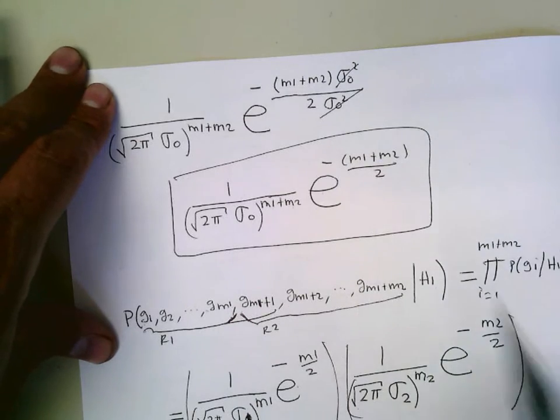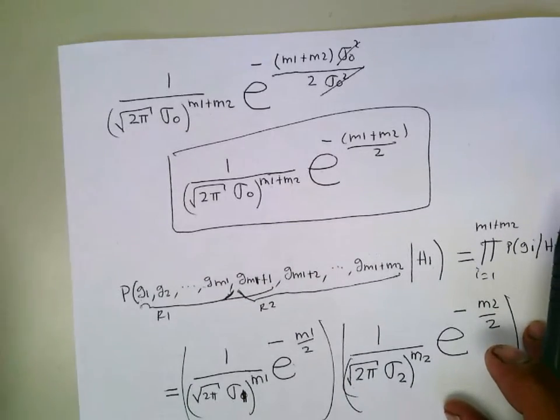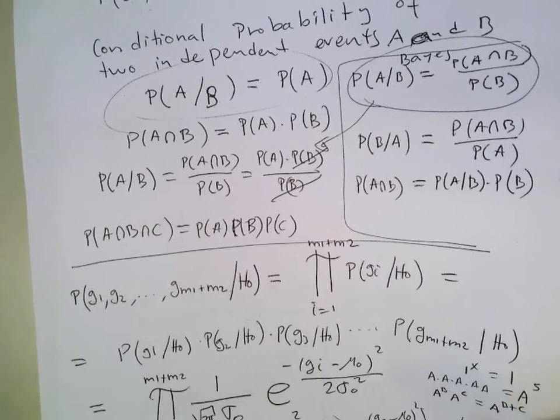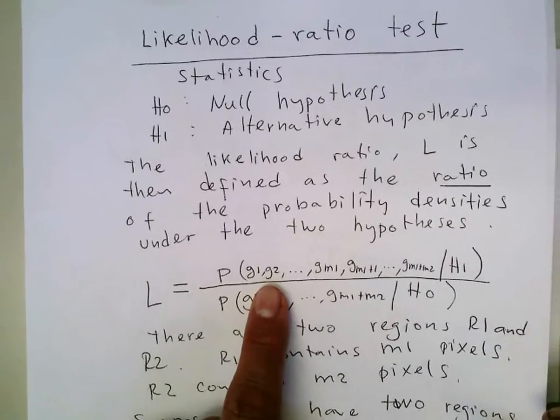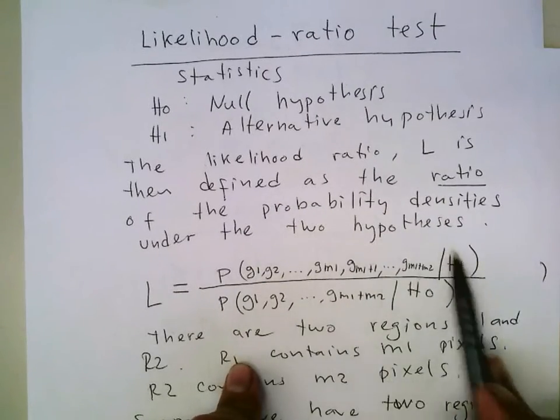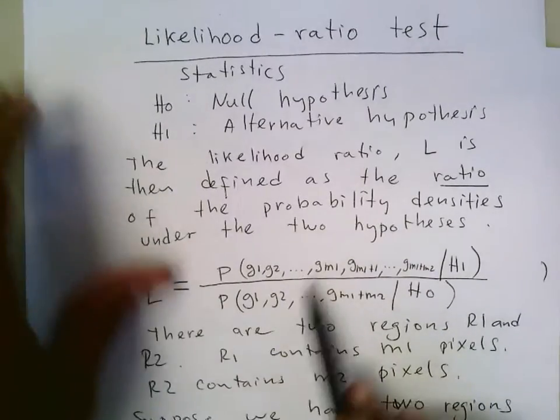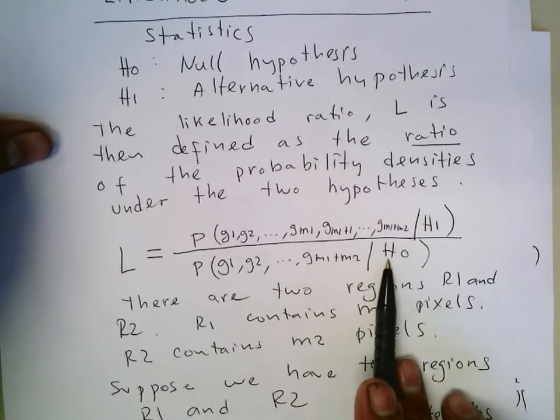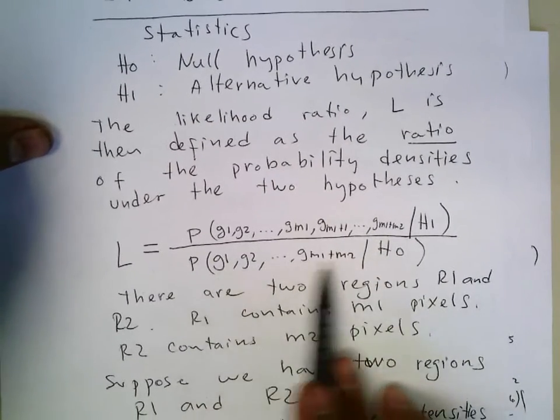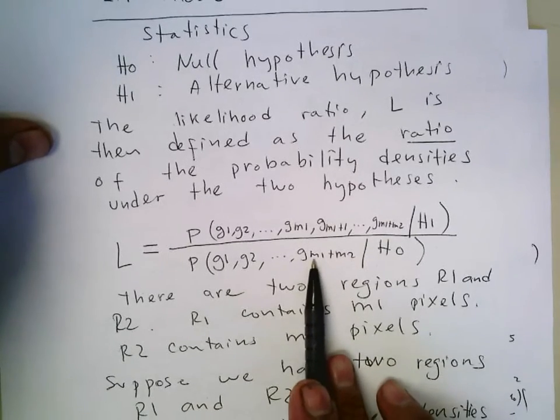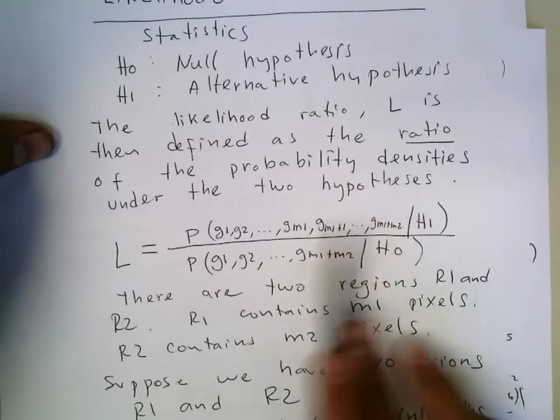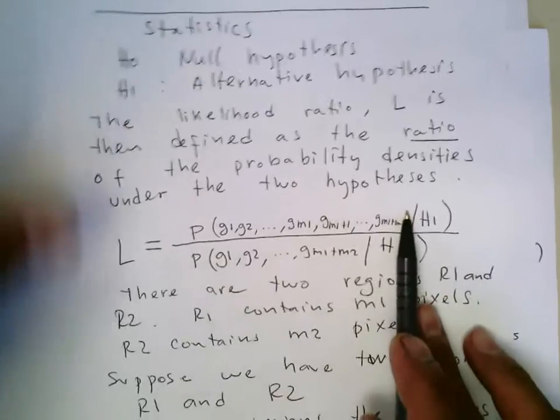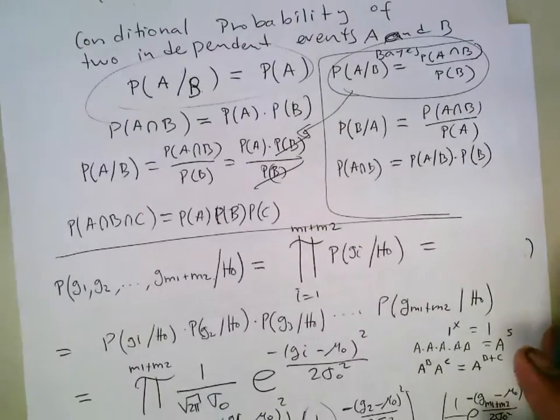Now remember that the ratio we're looking at is the division of these probabilities. We just got one of them, so let's get the other one. In the null hypothesis we say they come from the same distribution, so we are combining the two regions into one. In H1 it says no, they're coming from two different regions, so here we separated the two regions in the probabilities.